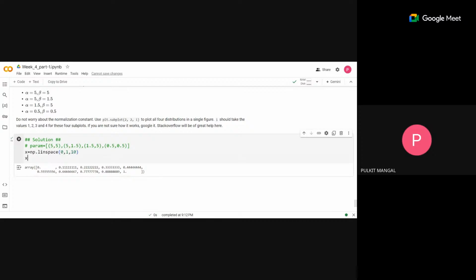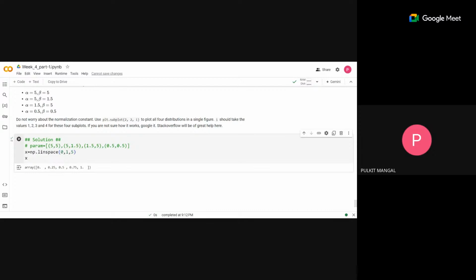If I put it to 2, it will just give me 0 and 1. If I put it to, let's say, 4, okay, let's not go with 4, let's go with 5. It will give me 5 equally distributed points: 0, 0.25, 0.5, 0.75, and 1. So that's what linspace will do.